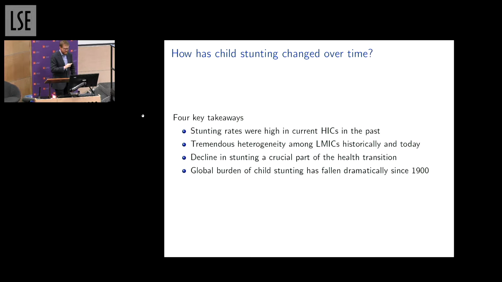All right, so that's the pattern of how child stunting has changed over time, and I think there are 4 key takeaways from that. First, stunting rates were high in current high-income countries in the past. Second, there's a lot of heterogeneity among low and middle-income countries historically and today. I think it's very clear that this stunting decline is a crucial part of the health transition. And it's also clear that even though we can't really get a global figure for child stunting for 1900, it would be far, far higher than the figures that we're working with today.